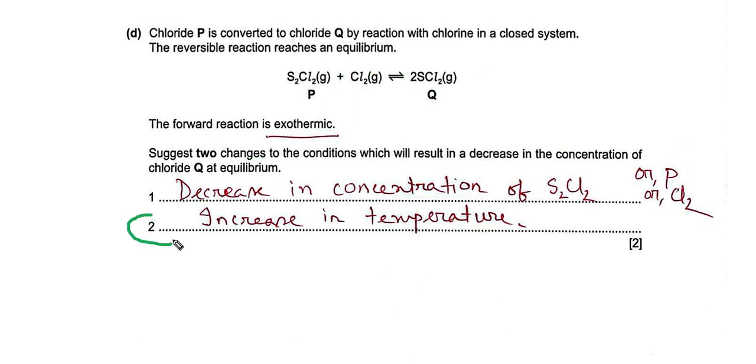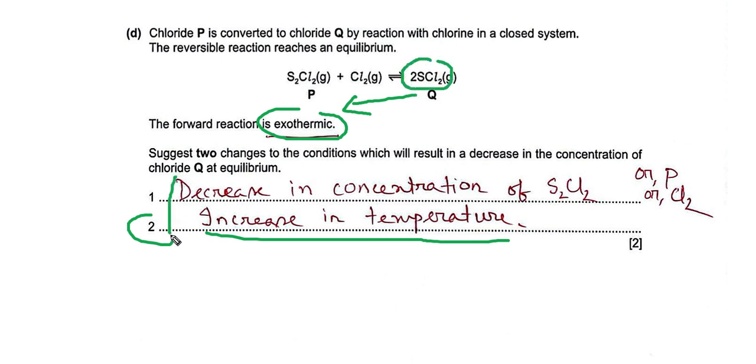Number 2: increase in temperature. As this reaction is exothermic, if you increase the temperature, equilibrium will move from right to left, so Q will decrease. These two conditions will decrease Q, I mean sulfur dichloride.